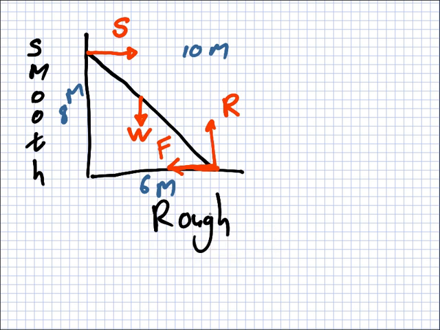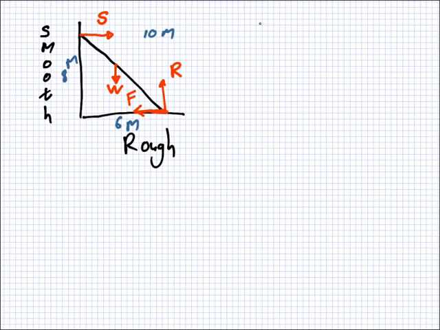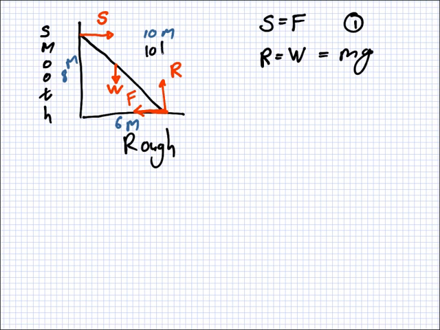Now, let's see what equations we can make. We can say S equals F, that's equation 1. What else can we say? We can say R equals W, which equals mg, whatever m is. Let's make this also easy, 10 kilograms. So we get R equals 10 times g, that's 98.1. That's our second equation. We don't know S and F though.